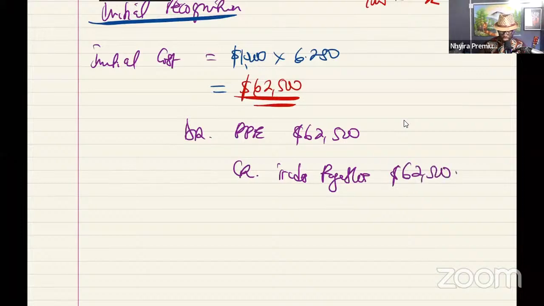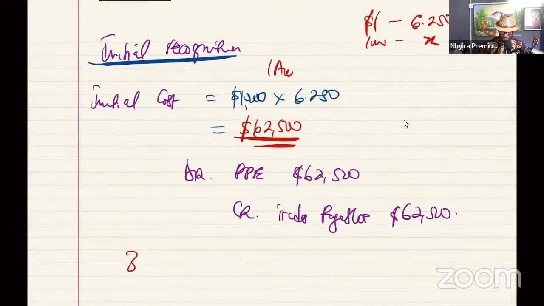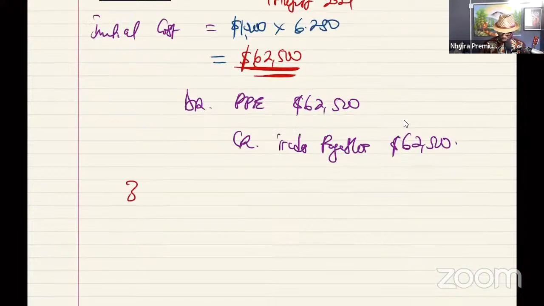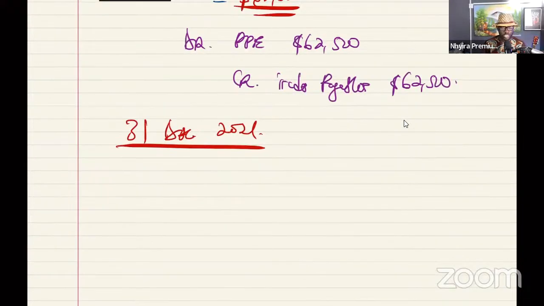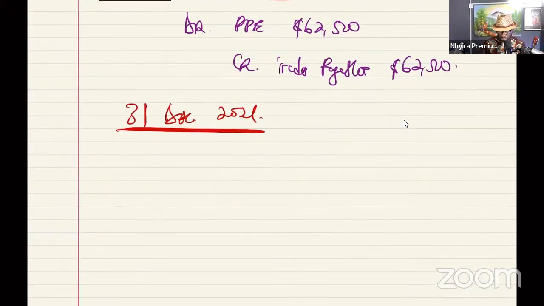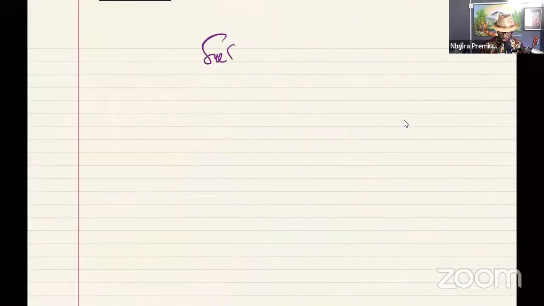Now, at the reporting date, what do we do? This is happening on 1st August 2021. So at the reporting date, 31st December 2021, what do we do? Listen carefully. That is the subsequent measurement. On subsequent measurement, we translate monetary assets at the closing exchange rate.